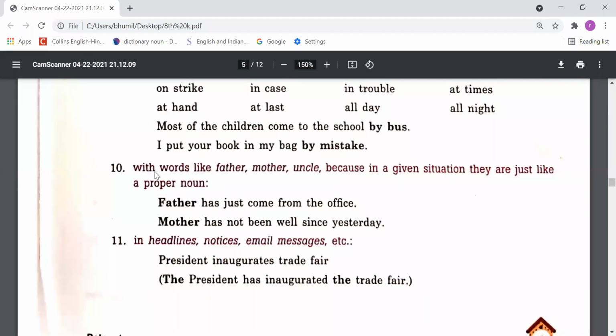Next, with words like father, mother, uncle, because in a given situation they are just like a proper noun. So there is no need to use the with father, mother, because it depends on how many times it happens. They are also used as a proper noun. So there is no need to use any article with them.